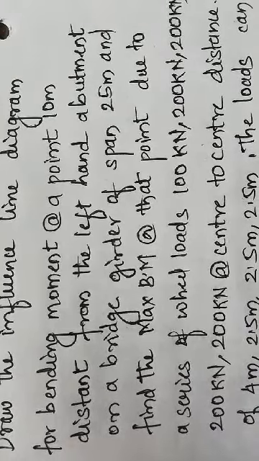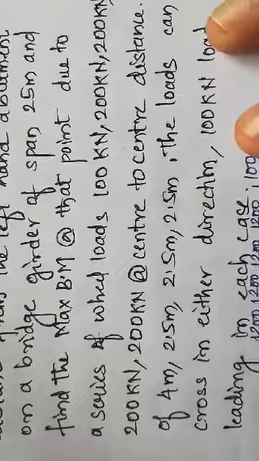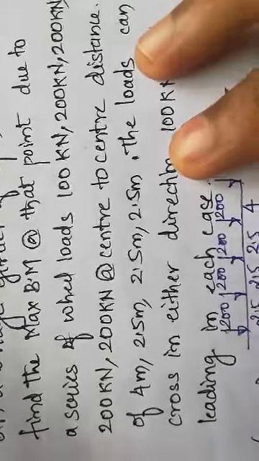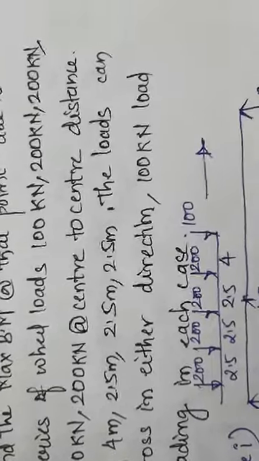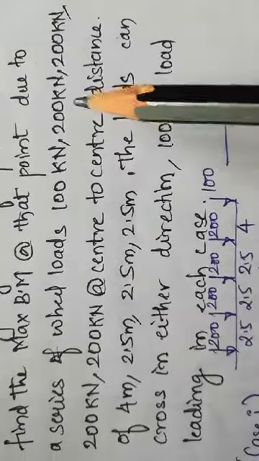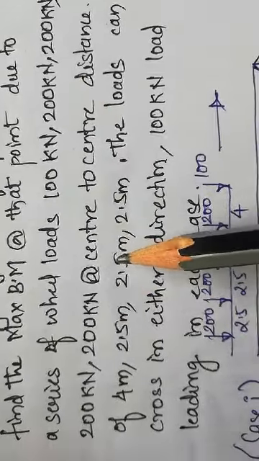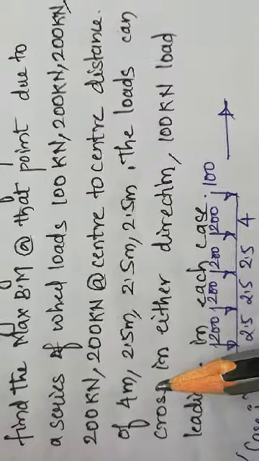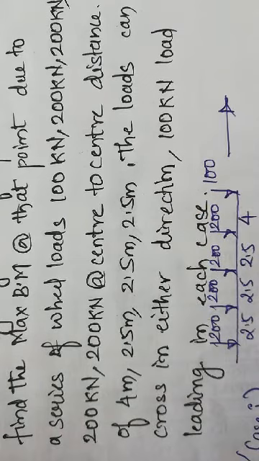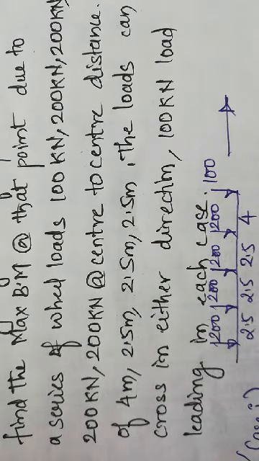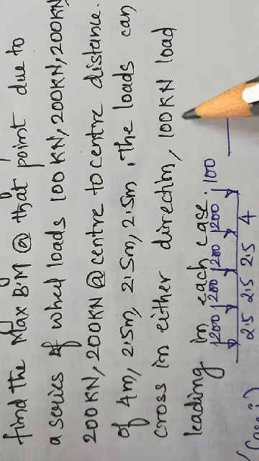and find the maximum bending moment at that point due to the series of wheel loads. The wheel loads here are 100 kilonewton, 200, 200, and 200, that is 4 times 200, at center to center distances of 4 meters, 2.5 meters, 2.5, 2.5 meters. The loads can cross in either direction, and in each case 100 kilonewton is leading.